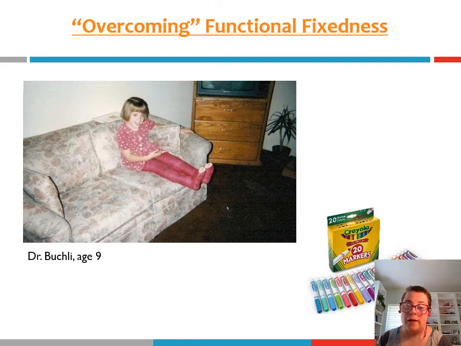And the other example I wanted to give you of overcoming functional fixedness is a personal example of mine. As I think some of you know, I have a disability. The disability that I have is cerebral palsy. And basically there are many different subtypes of this particular disability. But the kind that I have is caused by what's called muscular spasticity, right?